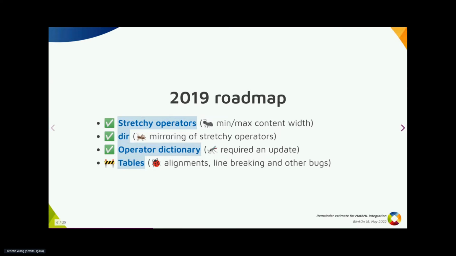Another of these items was about the operator dictionary. The math working group had been changing its entries a lot, but that dictionary is finally frozen, and we updated it in Chromium early this year. So finally, the most serious issue to address on this initial roadmap is the table support. We'll come back to this later.